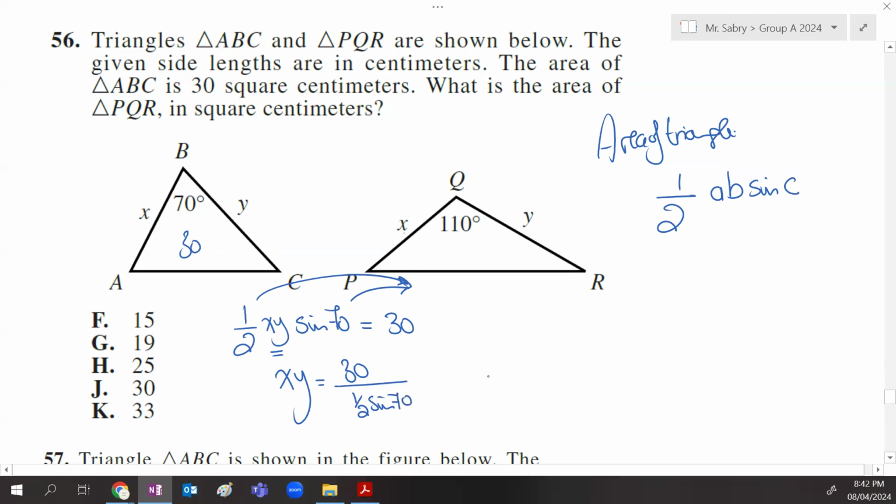On a calculator, this will get you xy equals 77.5. Now, in order to get the area of PQR, I'll apply the same rule. Half times the same XY, meaning half times 77.5 sine the middle angle, which is 110, equals, I'll put this on a calculator and it will get me the answer right away.